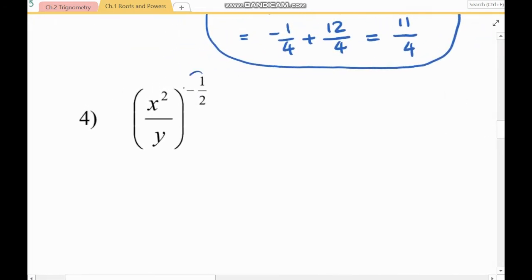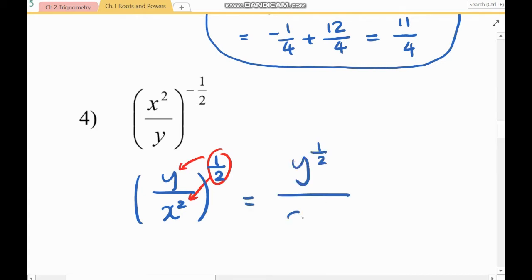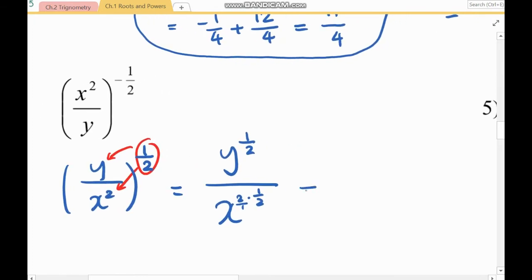Next, we have a negative exponent. In that case, we have to flip the fraction and make the exponent positive. And I'm going to distribute this into the bracket. y to the power of 1 over 2, x squared times 1 over 2. What's 2 times 1 over 2? 2 is the same as 2 over 1, right? 2 over 1 times 1 over 2 is x to the power of 1. We can just simply omit the 1.